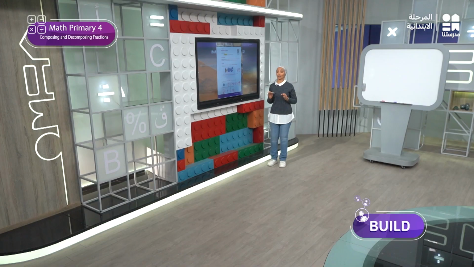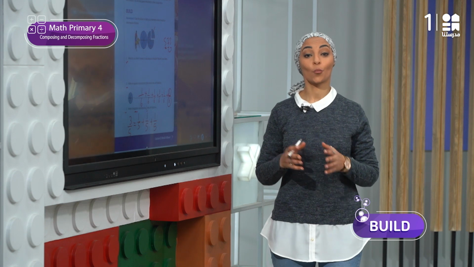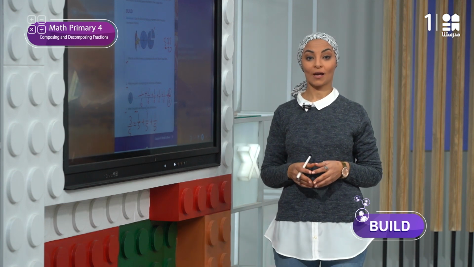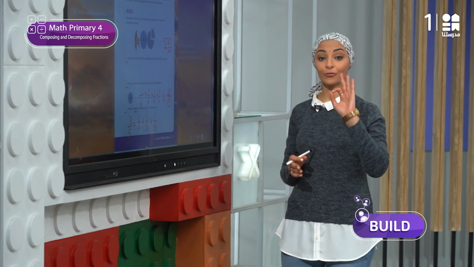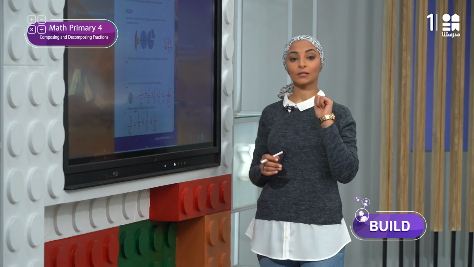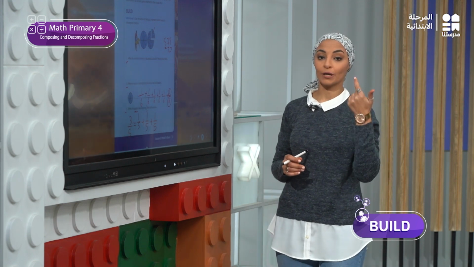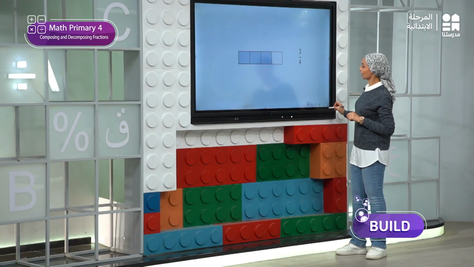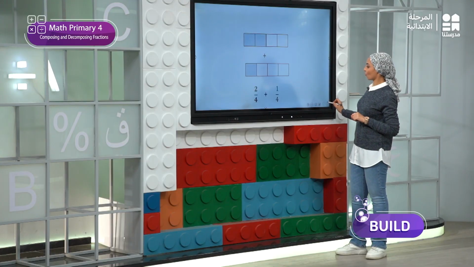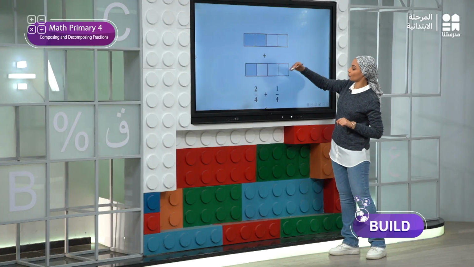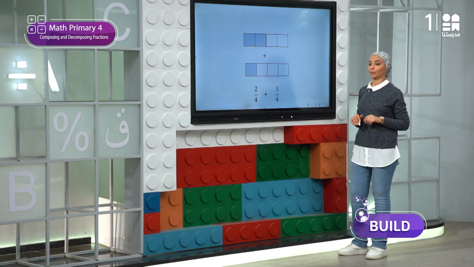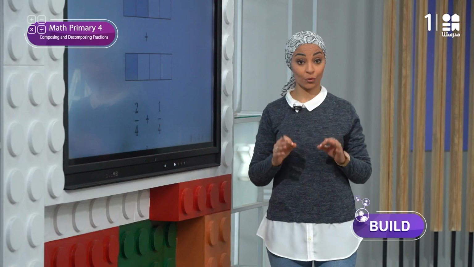Okay? And now, when I handed out to a group of students some fractions to decompose into unit fractions, I gave them the fraction of 3/4. One of the students decomposed it into 2/4 plus 1/4. Let's see together. 3/4. One of them composed it into 2/4 plus 1/4. The decomposition here is correct.